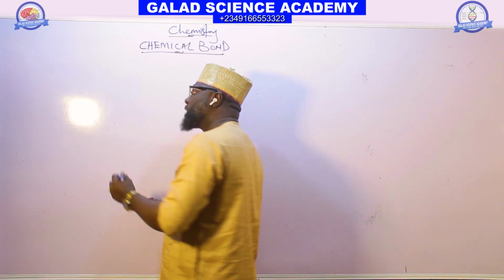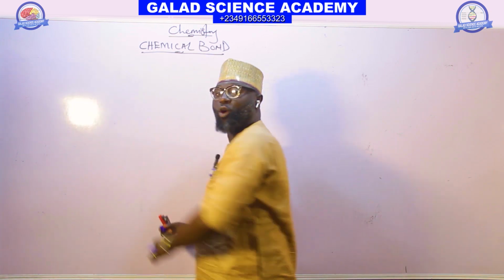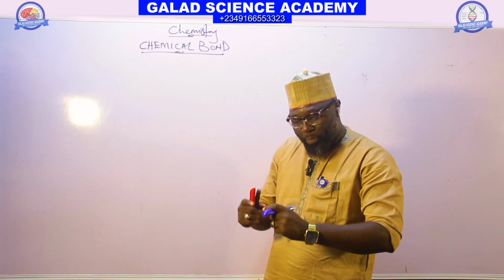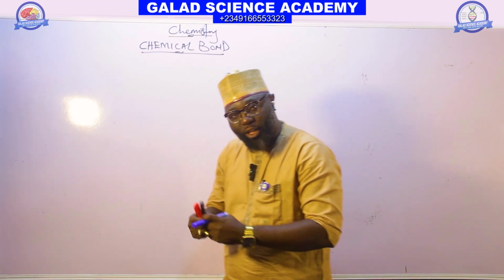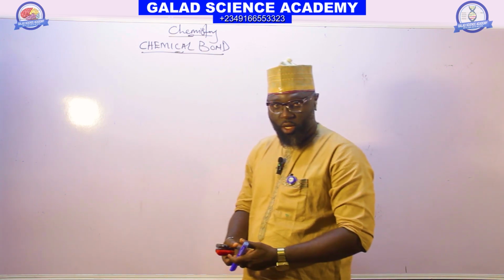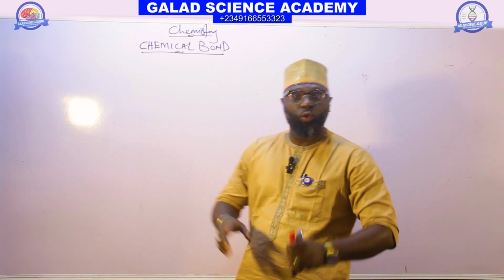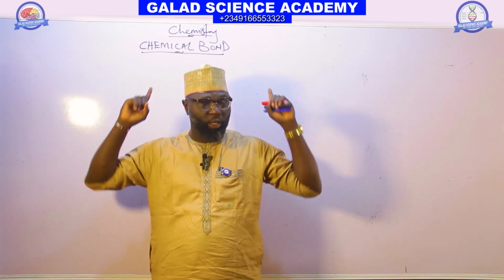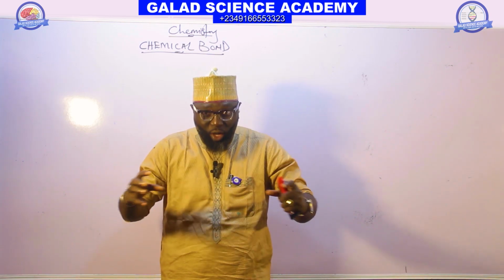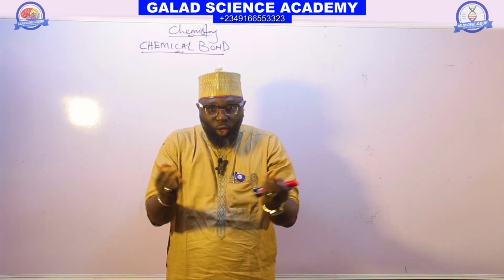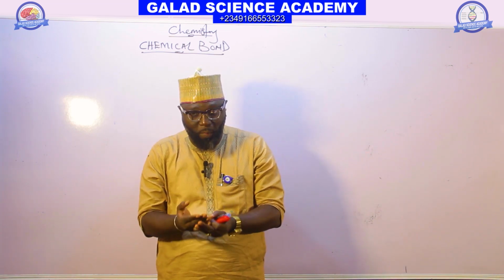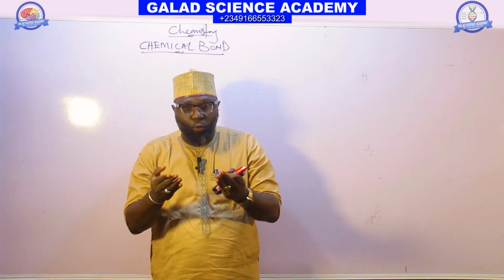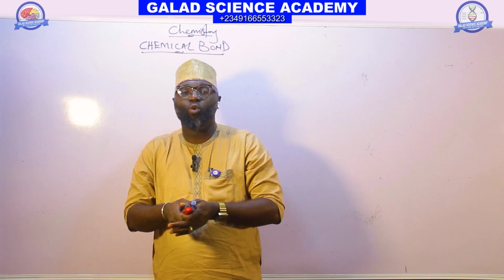Chemical bonding is a force of attraction or repulsion that exists between two or more atoms, ions, or molecules to form a stable compound. Once again, chemical bonding is a force of attraction which occurs between two or more atoms, ions, or molecules to form a stable compound.